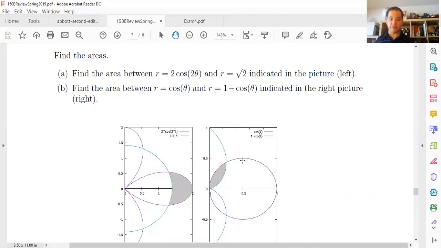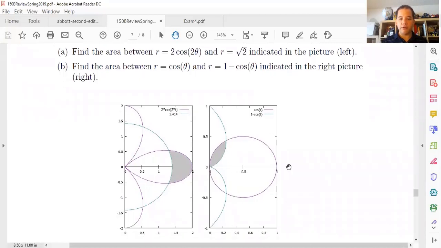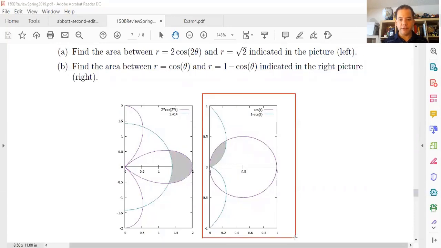So write it down as an integral. For part B, we have here 2 regions. One is a circle, and I think both are circles, though they don't look like it in the picture. So we're working on the right-hand side picture. Let me mark it. We have 2 curves, 2 circles, and we want to find the area in between them. And we have this light blue one that goes like here.